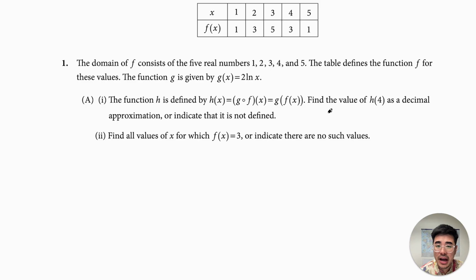This is a calculator active question. They give us a table representing f. They give us the function g, and part A is asking about this function h, which is defined as g of f of x. So they say find the value of h of 4.